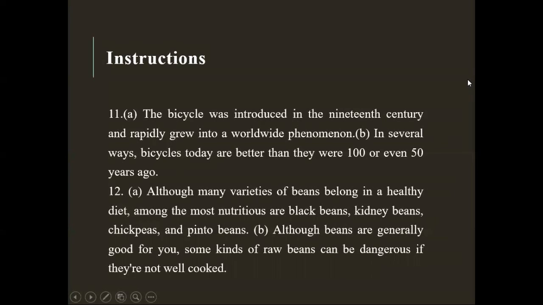Let's quickly look at the last sentence. Although many varieties of beans belong in a healthy diet, among the most nutritious are black beans, kidney beans, chickpeas, and pinto beans. Second one, although beans are generally good for you, some kind of raw beans can be dangerous if they are not well cooked. The second statement only tells us some kind of raw beans, whereas the first is more specific because they specifically mention the most nutritious black beans, right? So now this is how you write or develop thesis statement.